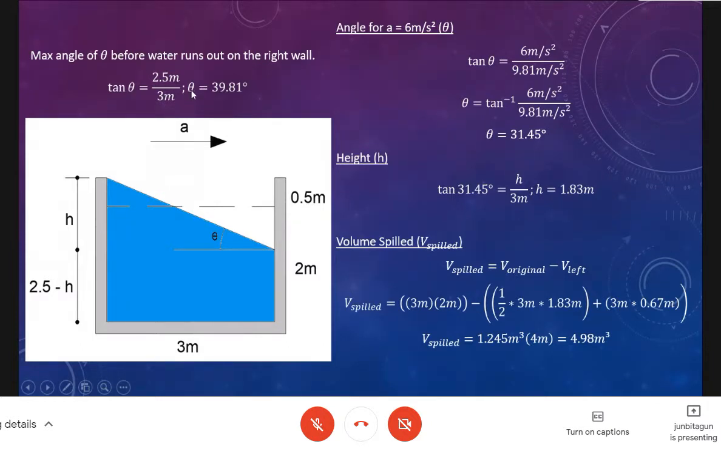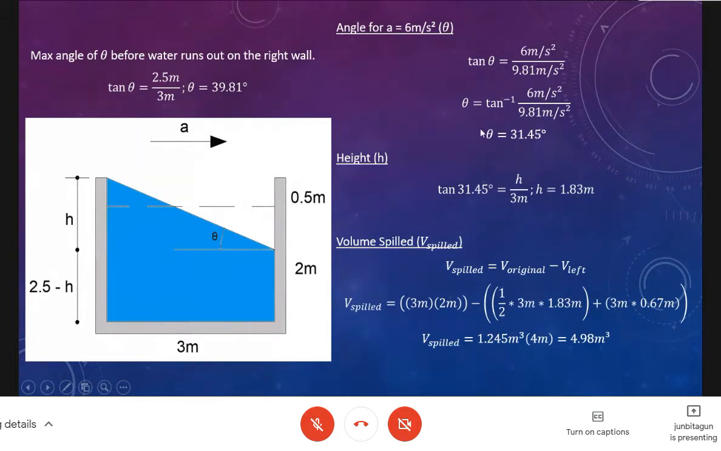We can get that the angle theta would be 39.81, which is larger than the actual theta that this water surface is showing. And in this case, we can now conclude that it's under case 2 because it never went to the corner, just before the corner, because this is smaller than the angle for the corner.